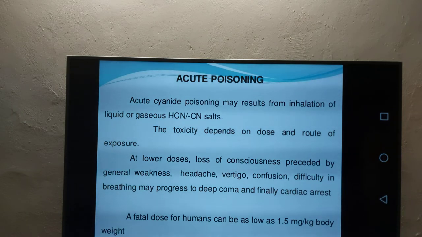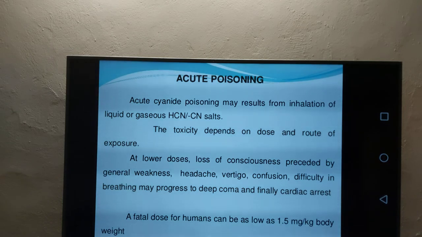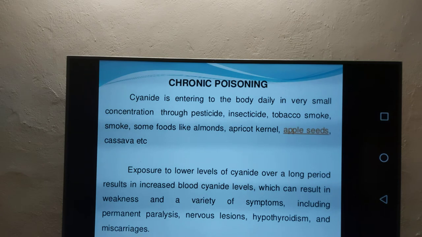The toxicity depends on the dose and route of exposure. At lower doses, loss of consciousness is preceded by general weakness, headache, vertigo, confusion and difficulty in breathing, and may progress to deep coma and finally cardiac arrest and death. A fatal dose for humans can be as low as 1.5 mg per kg body weight. Usually adult weight is 70 kg, so the usual fatal dose is 100 mg to 500 mg, half a gram. 500 mg of salt is enough to kill a 70 kg adult.